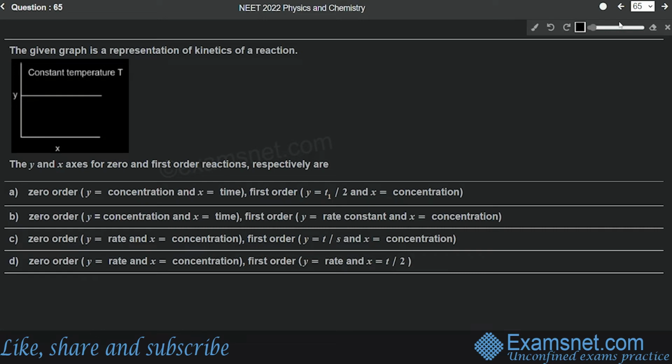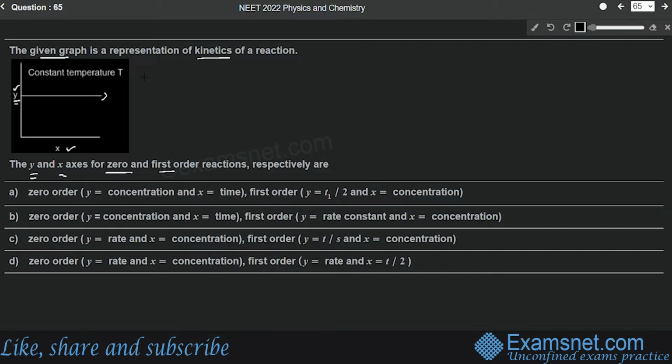Question number 65 is from the chapter Chemical Kinetics, and the question is, the given graph is a representation of kinetics of a reaction. The y and x axis for 0 and first order reactions respectively are. Okay, so we have to determine y and x for 0 as well as for first order reaction. Now we can see that y is constant throughout x.